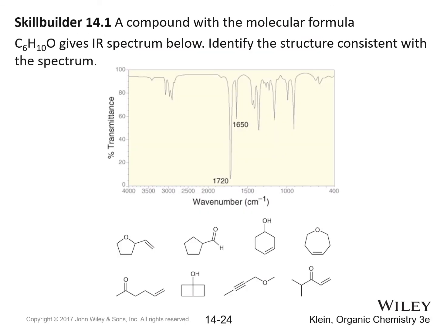So let's take a look at one of the problems from the book. This is Skill Builder 14.1. This is embedded in the chapter. We're going to look at a molecule with a molecular formula of C6H10. We're going to analyze its spectra, and we're going to determine the identity of the structure from the following. It's going to be one of these. All right, so let's go through the process.